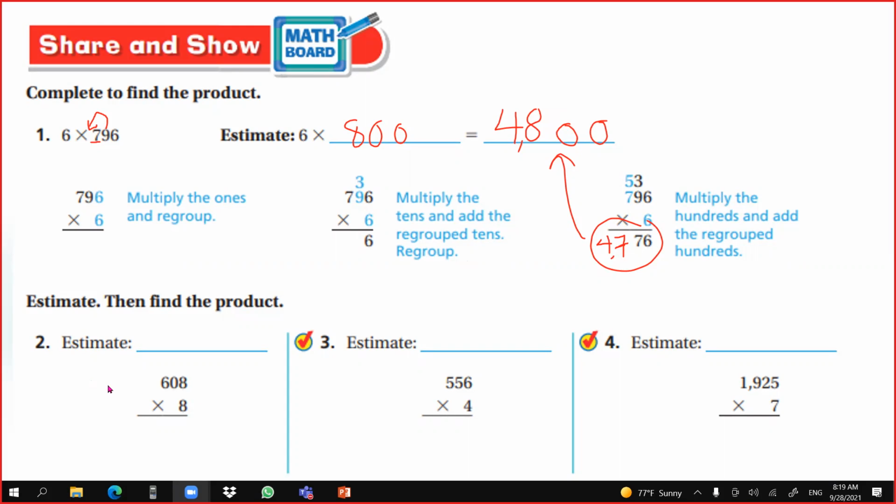Yes, here number 2. You have 608 multiplied by 8. What's the estimation? First of all, what's the estimation of 608? 600, bravo. Can you tell us how you estimate it? Zero is not from. So we're gonna make it as 600. Bravo. So here we have 600 times 8 equals.